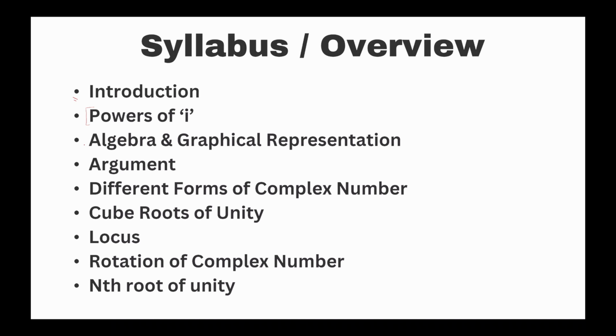Then we'll be looking at the algebra, graphical representation, its argument, and then we will be looking at different forms of complex number, this and cube roots of unity. These two are the most important parts of this chapter. Then locus, rotation, and nth root of unity are also a few topics that we'll be looking into. So let's start with the introduction.